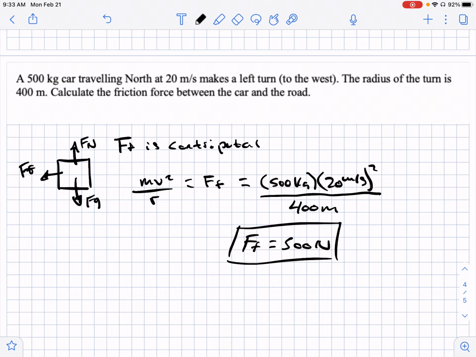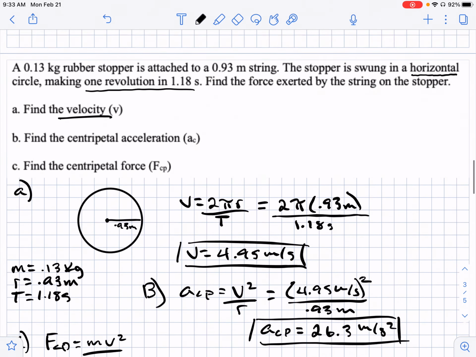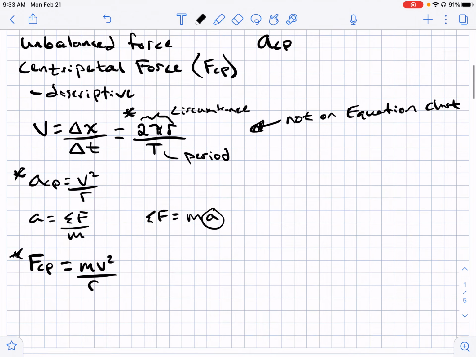So there are your new equations for circular motion and how to apply them. And then we'll do some more practice in class.